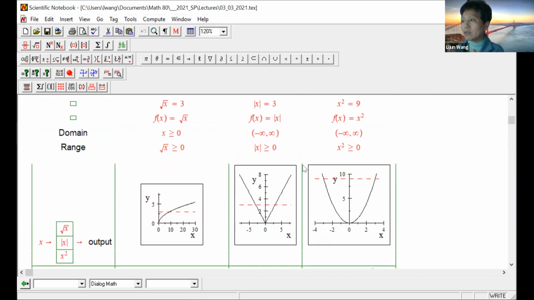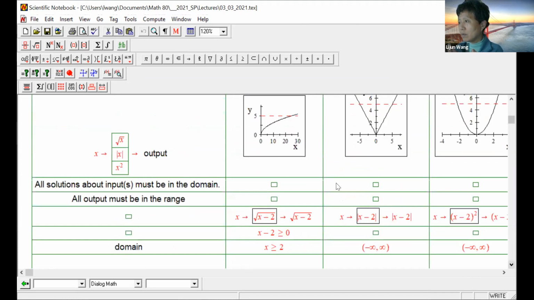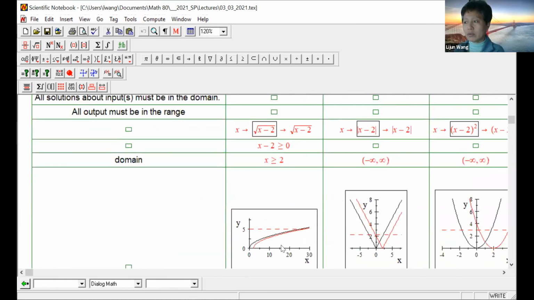Okay, so let's go back to see what we did earlier. For x minus 2, does it shift to the left or to the right? The black one was the square root of x, and the red one is square root of x minus 2. Where does it shift to? It shifts to the right. Do you guys see that?